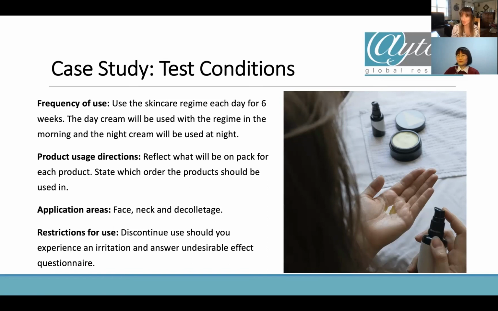I haven't put all the usage instructions for every single product because we would be here all day, but obviously it's exactly what's going to be on the pack copy. Application areas: face, neck, and décolletage. Again, we know it's going to be on their skin, so we know it's going to be a cosmetic product and follow those rules. And we have to make sure that they have any restrictions for use on there, and that if they have any irritations, especially if they have skin sensitivities normally, that they stop using the product and that they answer an undesirable effect questionnaire, which can be used to support the CSAR report as well.